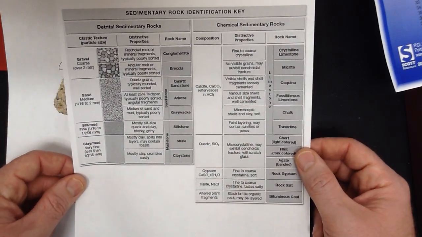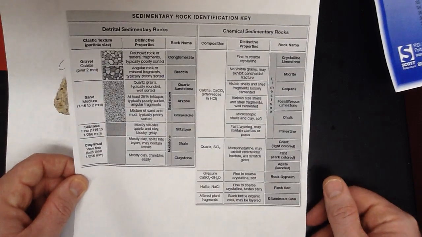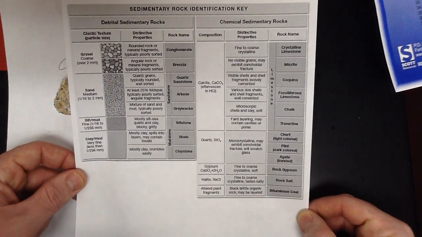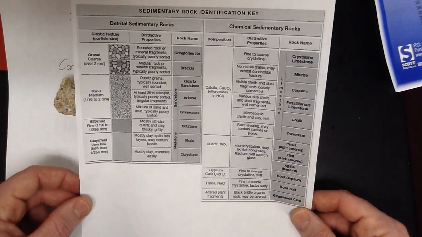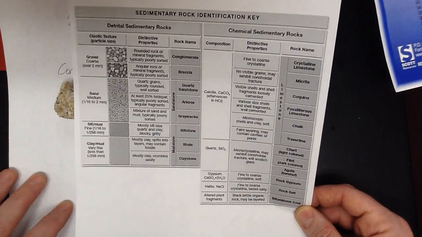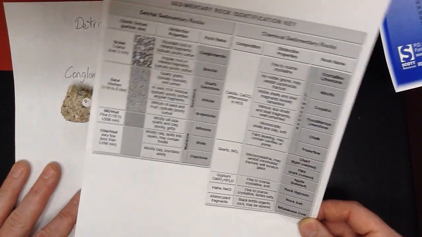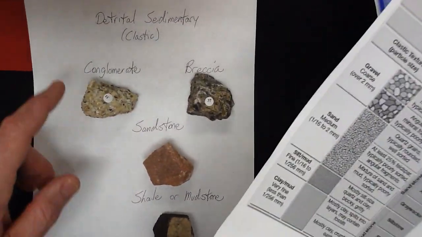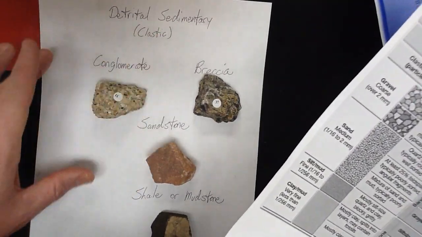There will be 10 questions in the lab. But we're going to go over them today and we're going to give you the names of them and let you kind of get an idea of what they look like, what their attributes are. So when you see them in lab, hopefully you can identify them pretty easily. This first sheet, as you can see, is going to be detrital sedimentary.